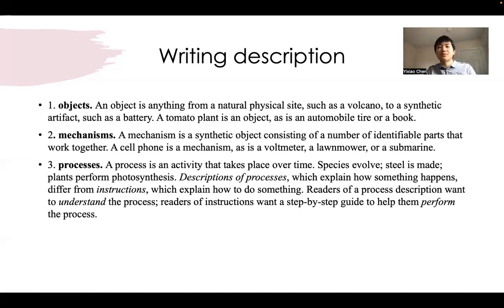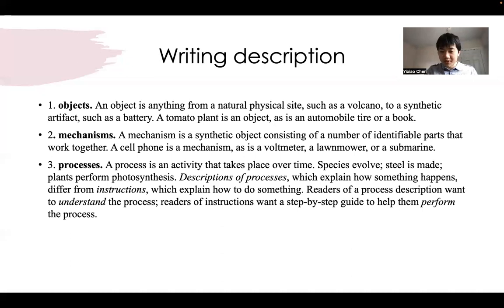The second is writing description. After we have the definition, we should give more details, right? That is the writing description. An object is anything from a natural physical site. For example, a battery, tomato plant, or a book is an example of an object. A mechanism is a synthetic object consisting of a number of identifiable parts that work together. For example, a cell phone is a mechanism.